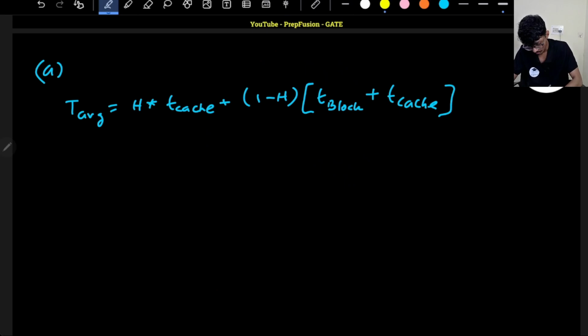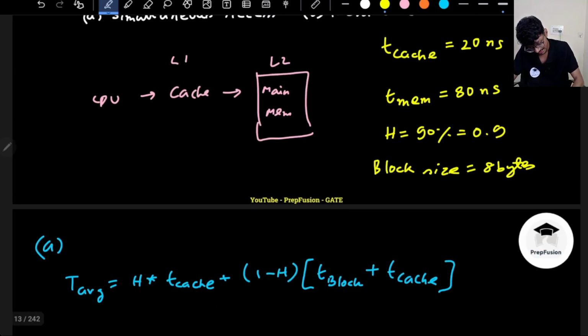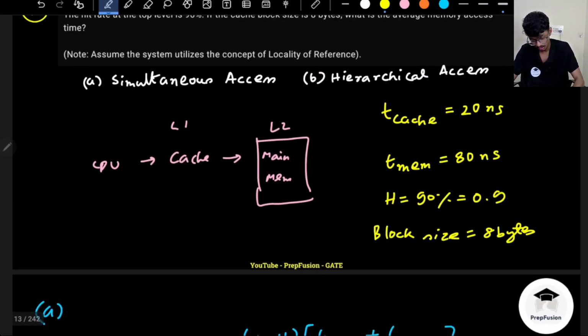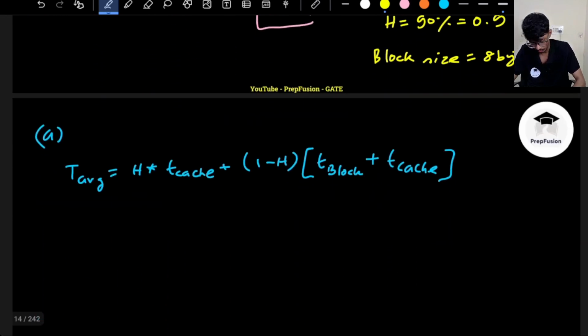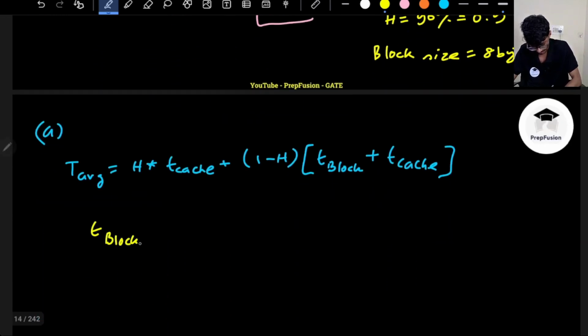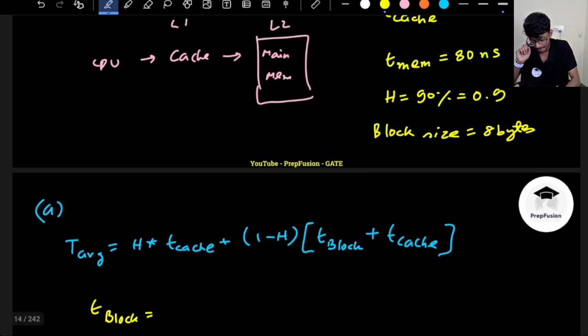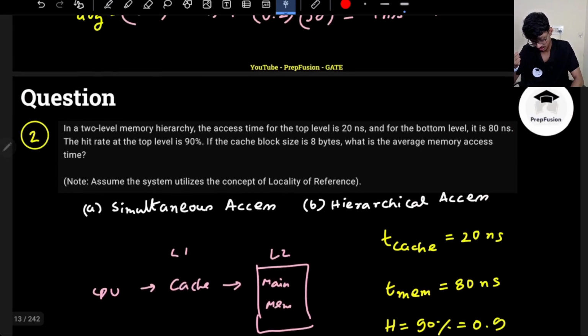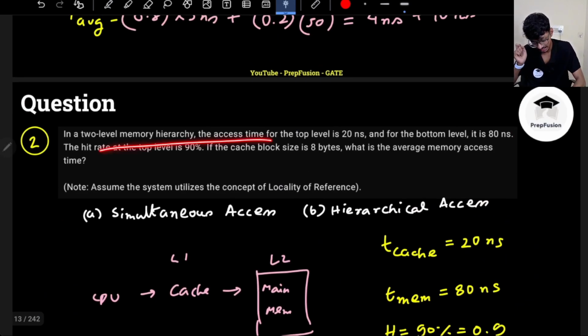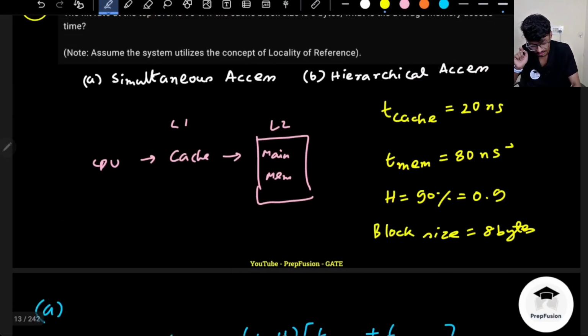Basically, H I know, T cache I know, T mem I know, but block size is 8 bytes. So what will be the T block? Because I don't know T block, right? T block is basically the time it takes me to transfer the block from the main memory to cache. Main memory takes 80 nanoseconds. What is 80 nanoseconds? It is basically the time to transfer a single byte of data. Generally we transfer in bytes.